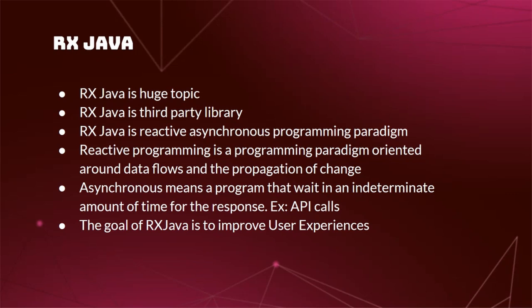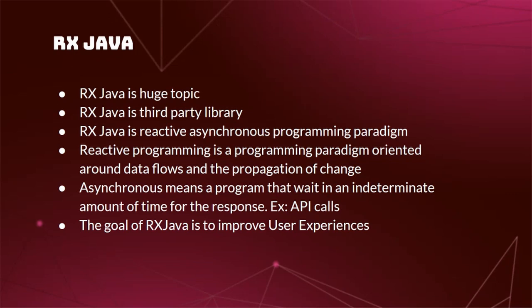I hope you understand that reactive programming is a kind of programming style where an object responds or gives reactions depending on other stimuli, depending on other actions. So what is asynchronous? Asynchronous is the opposite of synchronous, in which we see the action and we see the result, the output, almost immediately. On the other hand, asynchronous means a program waits an indeterminate amount of time for the response. So when you click the button, you need to wait a few seconds to see the output. That's called asynchronous programming.